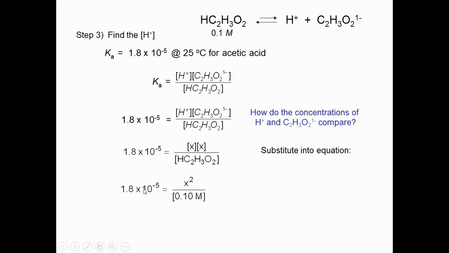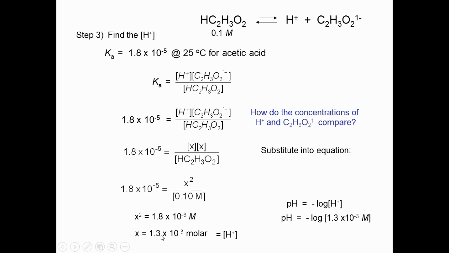Now we can solve this. 1.8 times 10 to the negative fifth times 0.1 is 1.8 times 10 to the negative sixth equals x squared. Take the square root of both sides, and x comes out to be 1.3 times 10 to the negative third molar. Well, that's the answer to the question, what is the hydrogen ion concentration? It's also the concentration of the acetate ion, although we weren't asked that. The last thing we want to do is find out the pH. Of course, pH is the negative log of H plus. I'm not putting in the 0.1 molar, but instead I'm putting in the 1.3 times 10 to the negative third molar. I type that in my calculator, take the negative log of that number, and numerically I get a value of 2.9.